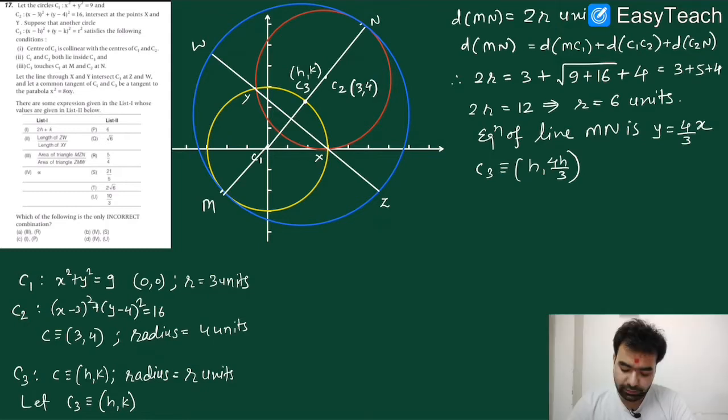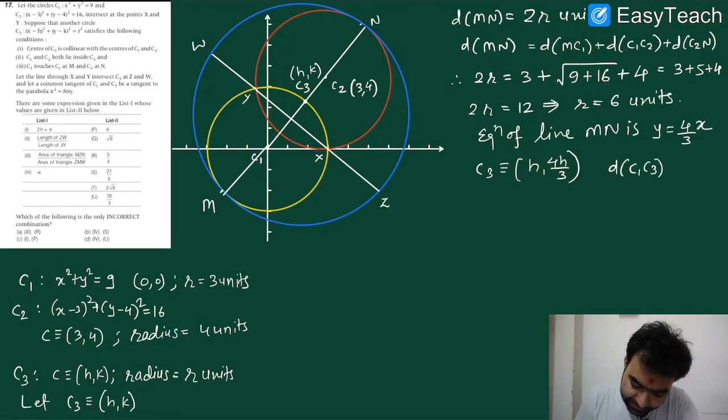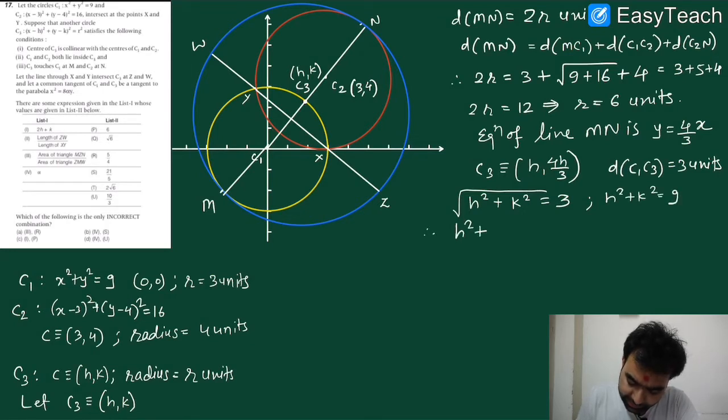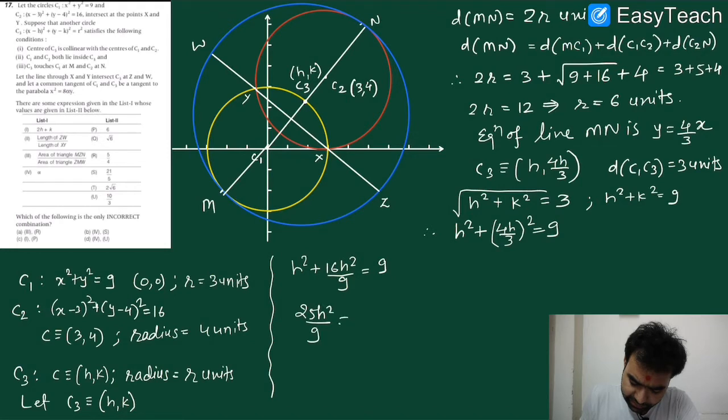Now we know that the distance between C1 and C3 is 3 units. So that is under root of h square plus k square is equal to 3. So h square plus k square is equal to 9. So h square plus 4h by 3 the whole square is equal to 9. So h square plus 16 h square by 9 is equal to 9. 25 h square by 9 is equal to 9.